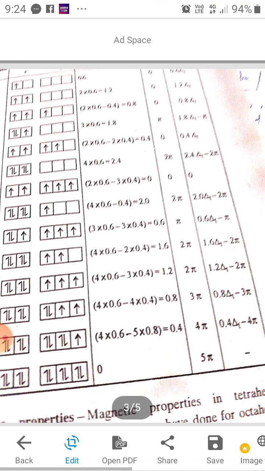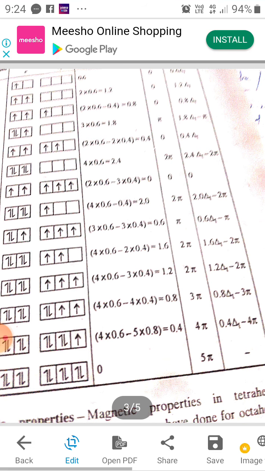Now we are going to discuss crystal field stabilization energy in tetrahedral complexes. For the d1 system, the one electron will go in the Eg orbital and the T2g orbitals will be empty. So 0.6 into 1, that is again 0.6, because we have one unpaired electron. In the d2 system, we will multiply 2 into 0.6.